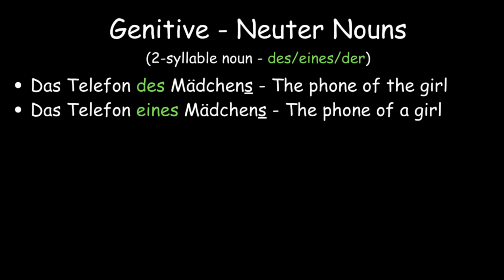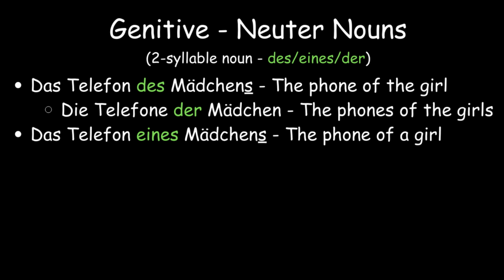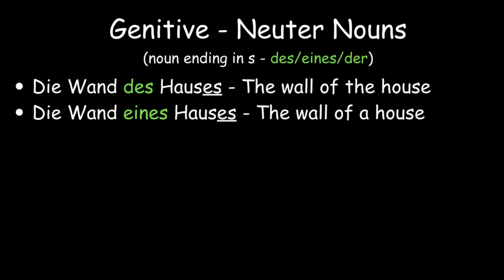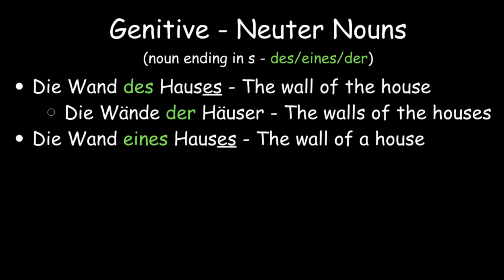Here, we have a two-syllable noun. Das Telefon des Mädchens. Das Telefon eines Mädchens. To pluralize it, change the articles and nouns accordingly. Die Telefone der Mädchen. It's genitive because of the articles and noun endings. Here, we have a noun ending in s. Die Wand des Hauses. Die Wand eines Hauses. To pluralize it, change the articles and nouns accordingly. Die Wände der Häuser. It's genitive because of the articles and noun endings.